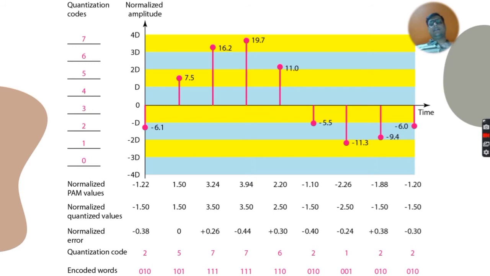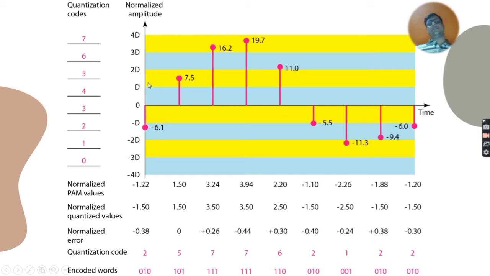Now here you can see a clear picture of how we are going to assign the binary levels. On the left-hand side you can see there are 8 levels identified, 0 to 7, which means there are 8 levels. And here minus 4d to plus 4d, because there are 8 levels, and these divisions are identified as 4d.